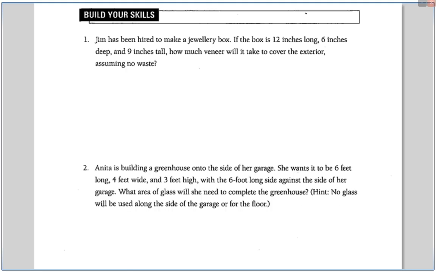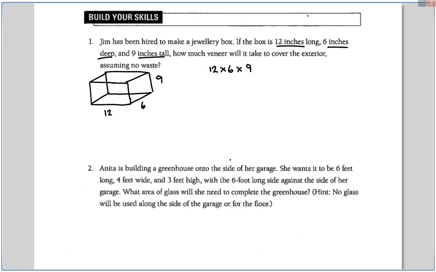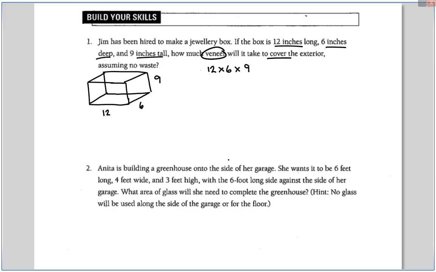So Jim has been hired to make a jewelry box. Okay, so boxes, basically you have a rectangle, and you have another rectangle sort of laid like this, and then you connect the edges like so. And then you can put in the dimensions. So 12 inches long, 6 inches deep, and 9 inches tall. Okay, so the dimensions are 12 by 6 by 9. And it says how much, whatever this word is, to cover. So that tells you its surface area, the exterior.